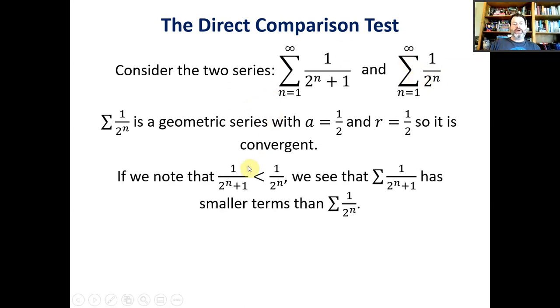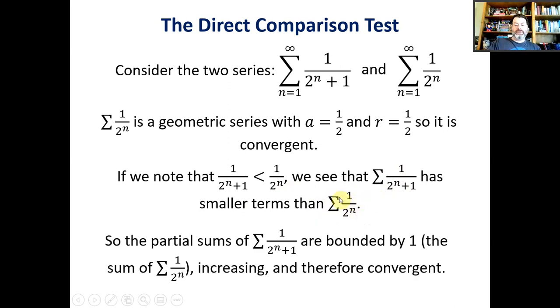And what we want to look at is term by term. So for every n in this sum, this term is smaller than this one because the denominator is bigger, right? Bigger denominators, all other things held equal, means smaller terms. So if you graph it, term by term, the dot for this one would be sitting underneath the dot for this one, right? And that means that the sum has smaller terms, so this sum has to be smaller.